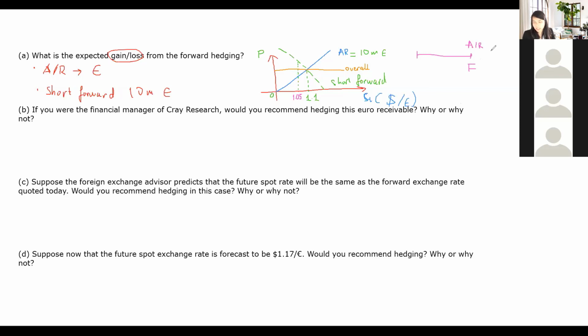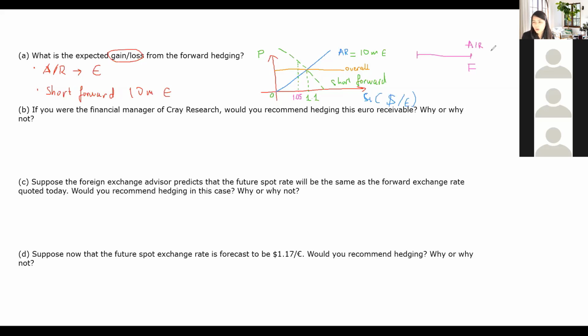So current rate is 1.1. No, that's the forward rate. Okay, so the forward rate is 1.1 and the current rate is 1.05. That's the expected future spot rate. So the payoff of the short forward will offset the loss of our underlying asset, so we'll be having a fixed amount cash flow. Exactly, right. So we're going to be getting a fixed amount, and that's because the expected gain of the forward contract is going to offset the expected loss in the account receivable.